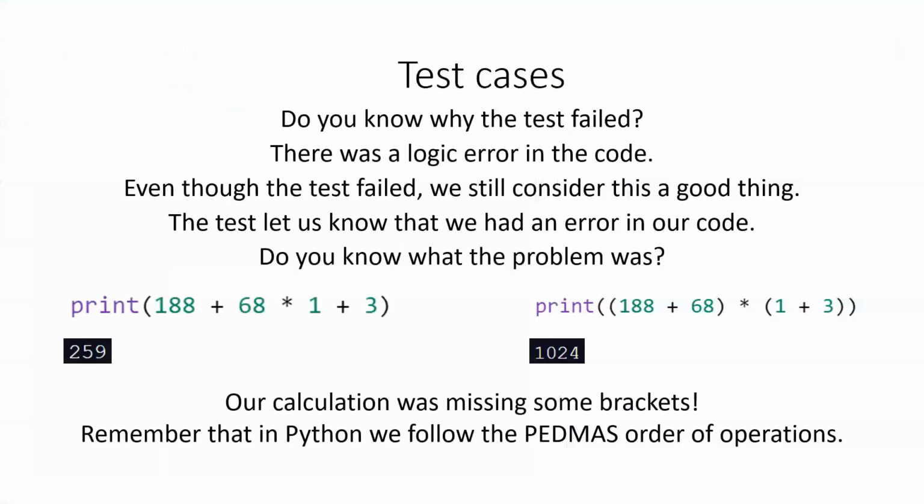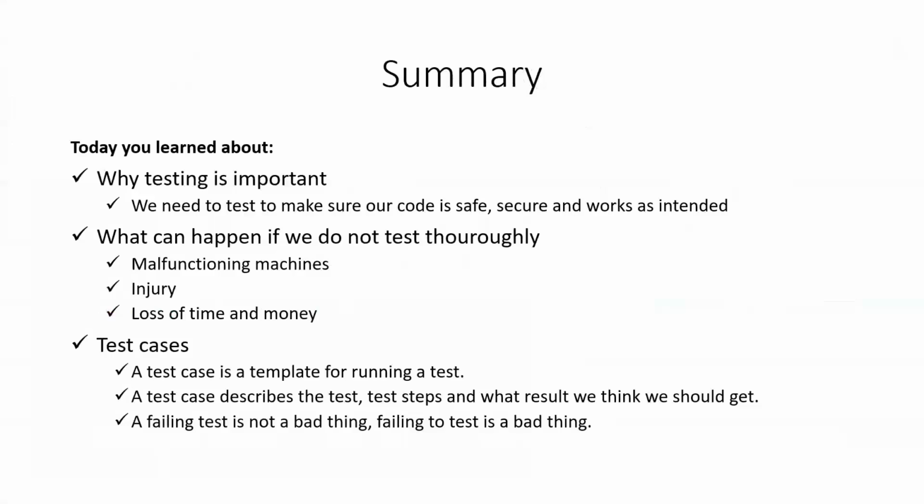So what did we learn about today? Well, we learned why testing is important. We saw that there's been loss of life due to improper code or improper tests. So we need to make sure that the code is safe, secure, and works as intended. What can happen if it isn't tested thoroughly? Manufacturing machines are wrong, there's injury, or there's loss of life and money.